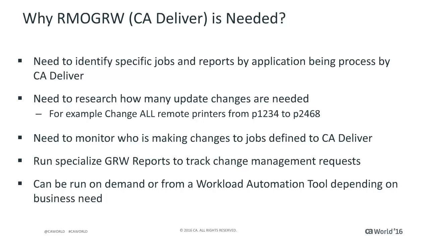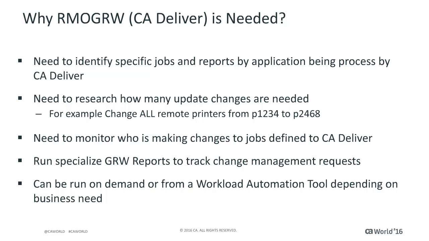Okay, so you're trying to figure out, why is this really needed? Well, maybe you need to identify specific jobs by application name that CA Deliver is processing. Maybe you need to research how many updates you need to change. For example, you need to make a minor change, and because a printer is not available you need to switch it to another printer. You need a report writing tool.